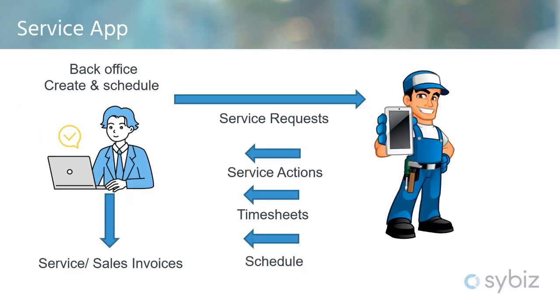And the final app that we will look at today is the Service app. So again, as I said, it's very similar to the Jobs app. Generally speaking, the back office is the one that creates the service requests and then schedules those. They then come through to the device, and the person doing the hard work can enter the service actions, timesheets, and also schedule follow-up appointments, etc., for themselves or other people within the organisation. And then once they're done with their service actions and timesheets, etc., then the back office takes over and handles the invoicing.